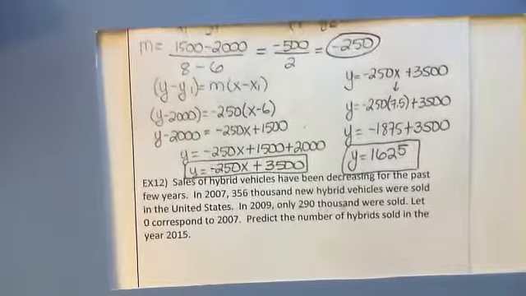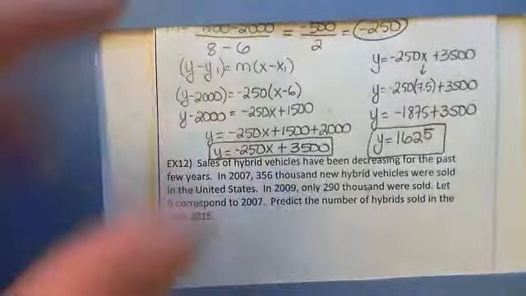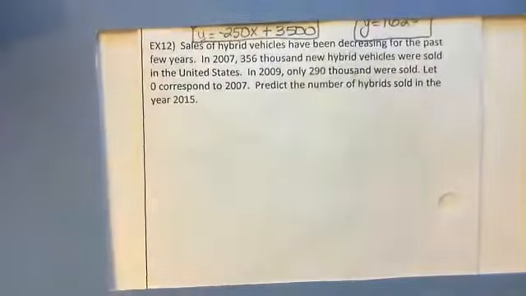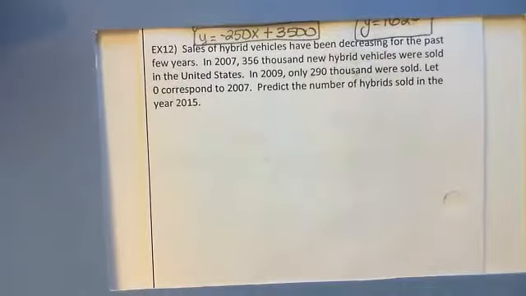Okay? Alright, let's go on to the next problem. Next problem says, sales of hybrid vehicles have been decreasing for the past few years. In 2007, 356,000 new hybrid vehicles were sold in the United States. In 2009, only 290,000 were sold. Let 0 correspond to 2007, predict the number of hybrids sold in 2015.